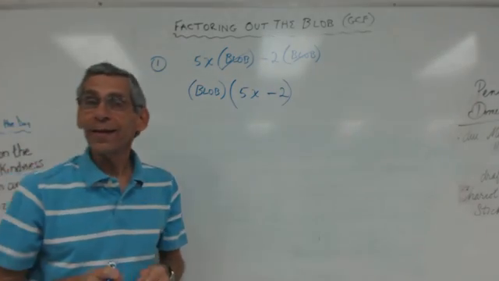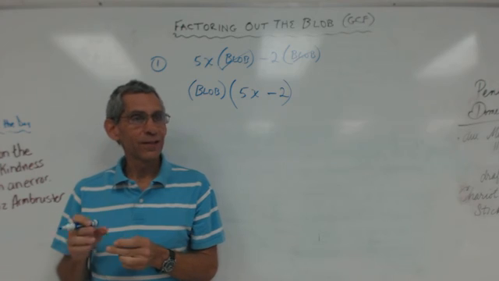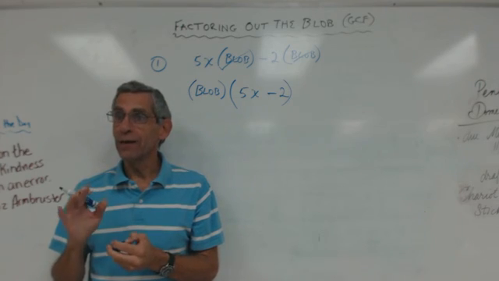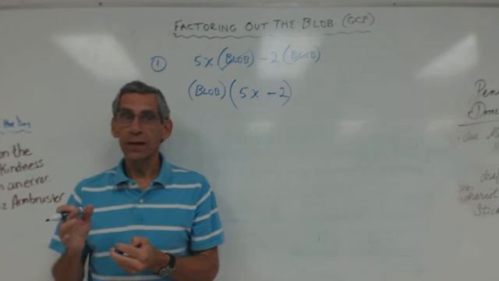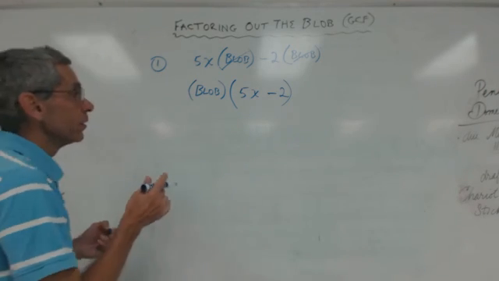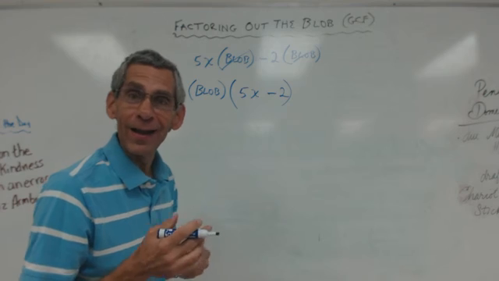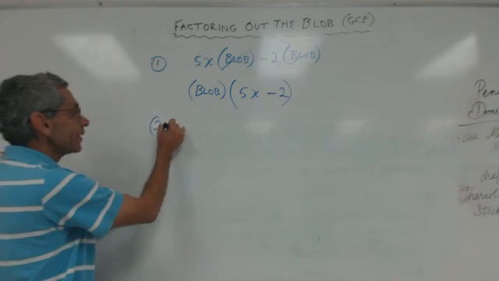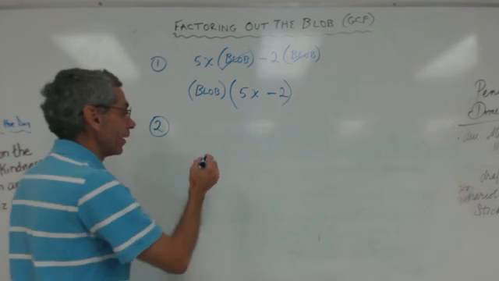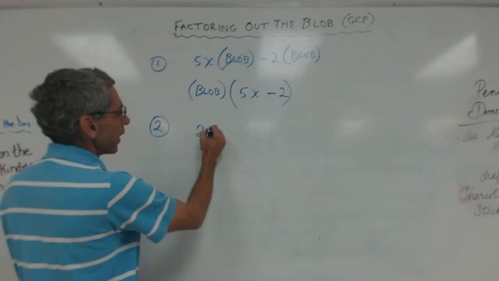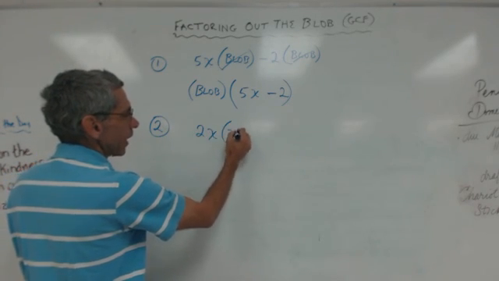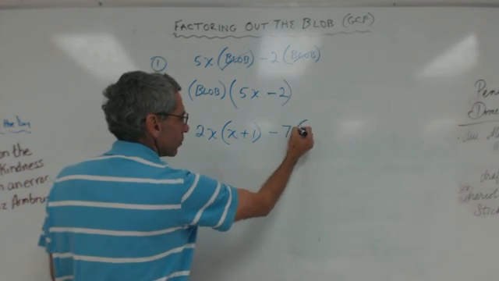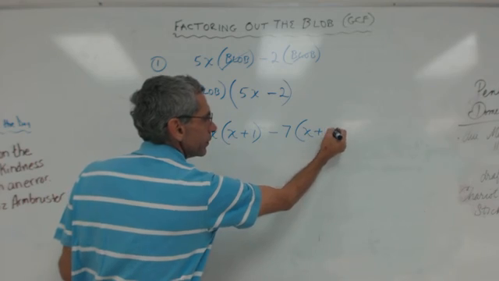Now in math, unfortunately, they don't always say blob. So you have to learn to identify a blob, okay? And a blob usually is a binomial. So here's another example that is more likely to be what you would see, okay? So we'll say 2x parenthesis x plus 1 minus 7 parenthesis x plus 1.